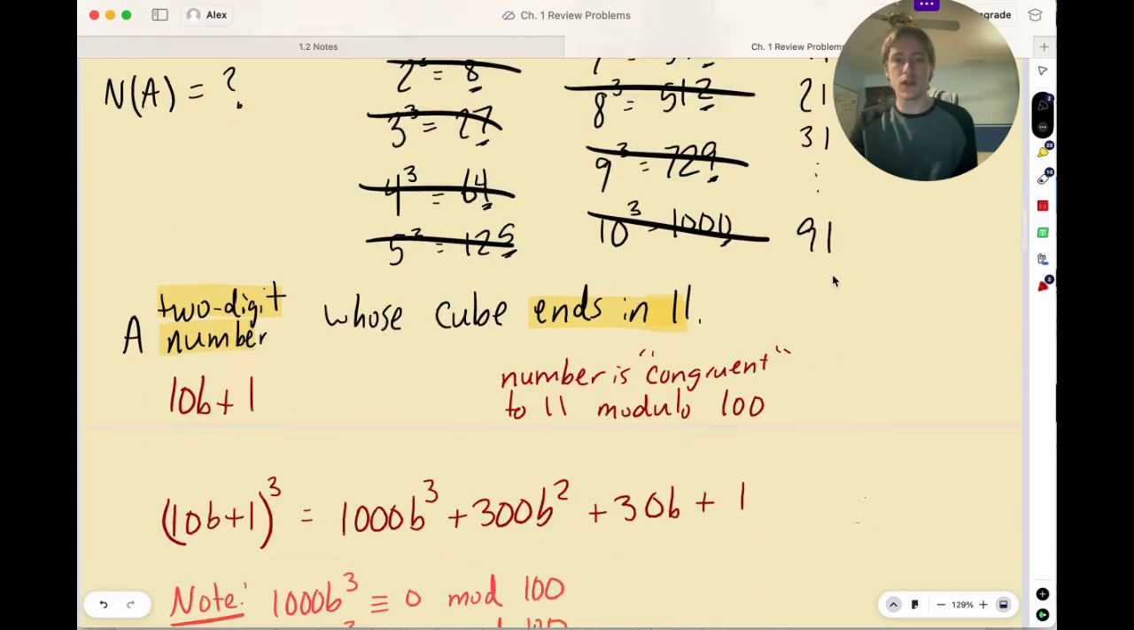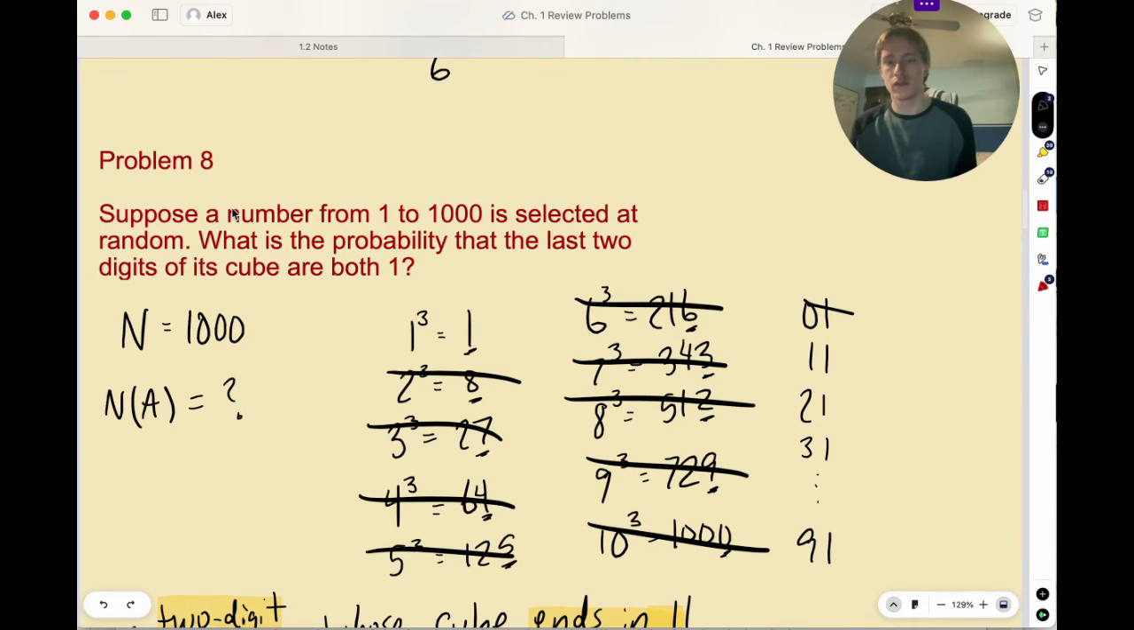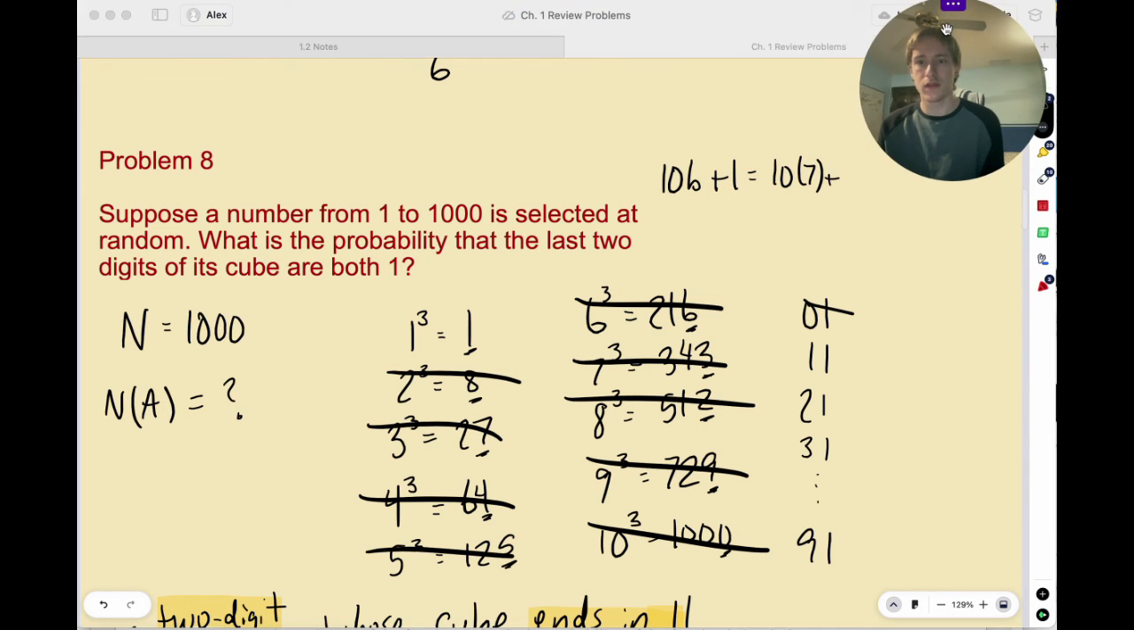Well, it helps us because the two-digit number that we represented was in the form 10b plus 1. So since b is 7, 10b plus 1 really becomes 10 times 7 plus 1, which is 71. Okay, so that's 71. Now, if 71 works, that means 171 is also going to work, because the 100 is not going to mess with the ones or the tens digit when you cube it.